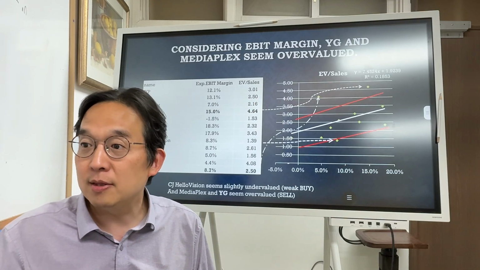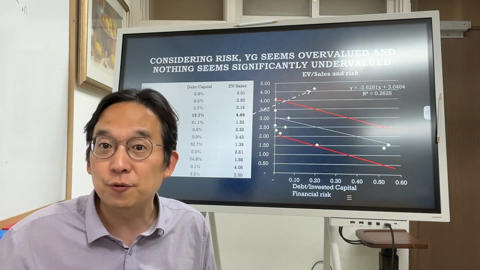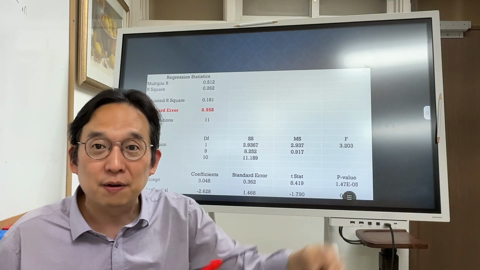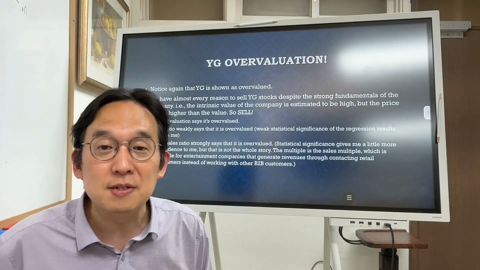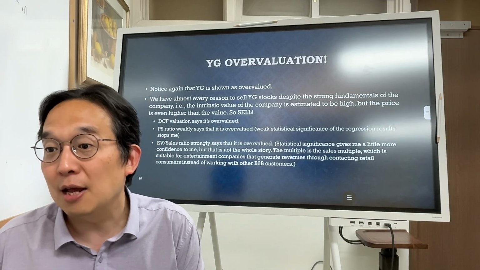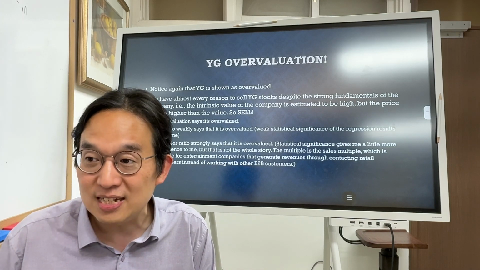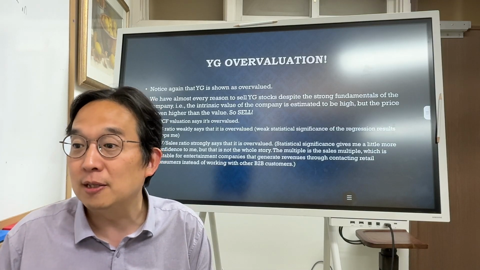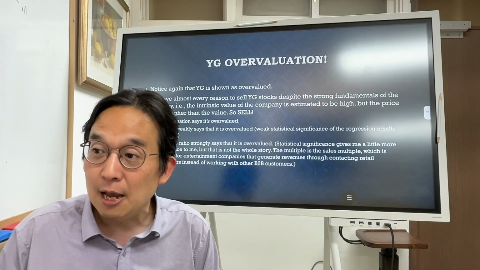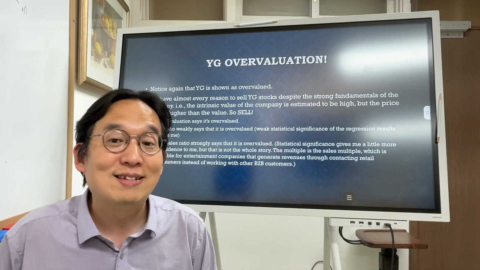Okay, and then the overvaluation conclusion was rather common across different multiples. So it points in the same direction, even though the degree of confidence varies and is rather weak. But notice again, YG is shown as overvalued. We have almost every reason to sell YG stocks despite the strong fundamentals of the company. For example, the intrinsic value of the company is estimated to be high, but the price is even higher than the value predicts. So sell.